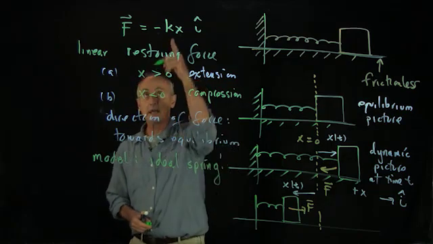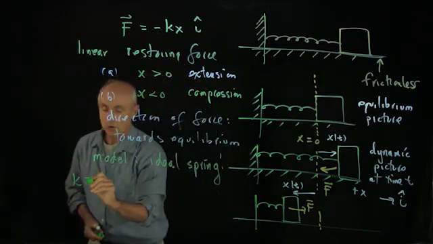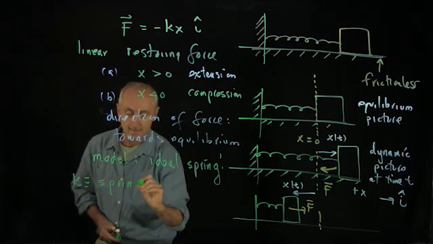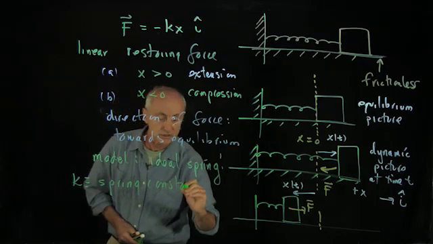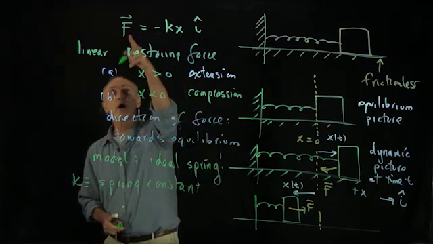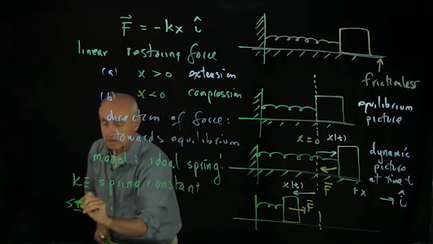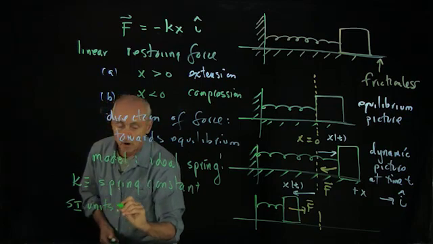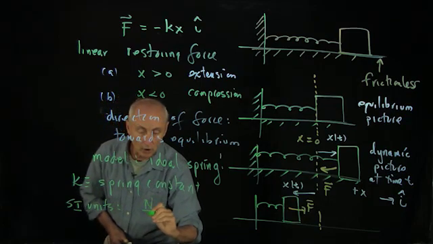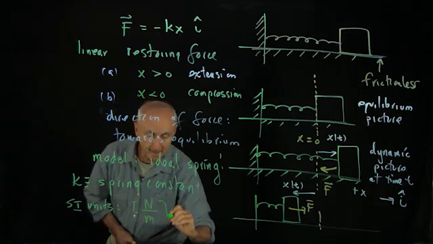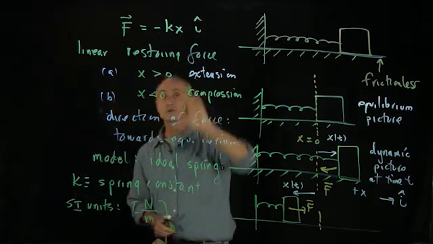Now, this constant k is called the spring constant. And the units of the spring constant, if you divide the units of force by the units of distance, so we have SI units, are newtons over meters. And that's the measure of the spring constant.